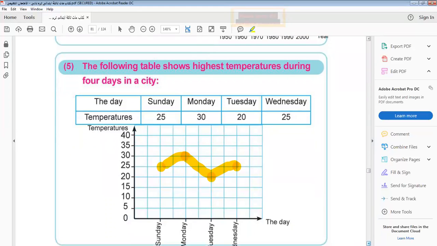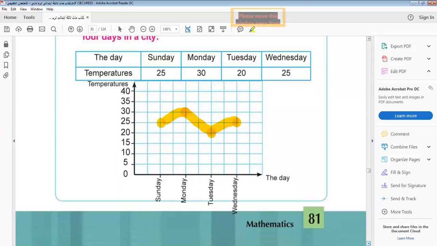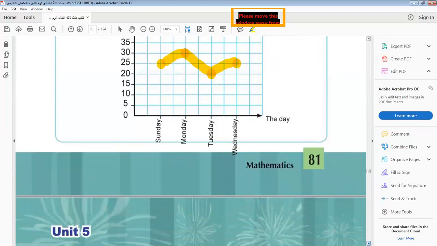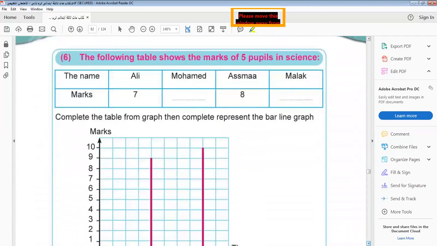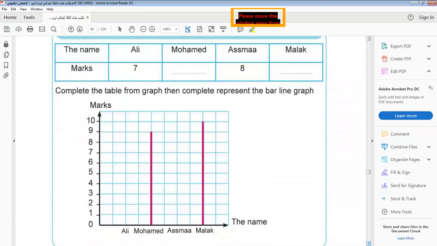Sorry about that, the laptop stopped. In page 82, question 6, the following table shows the marks of 5 pupils. He drew the bar lines, and you have to read the data to answer this.